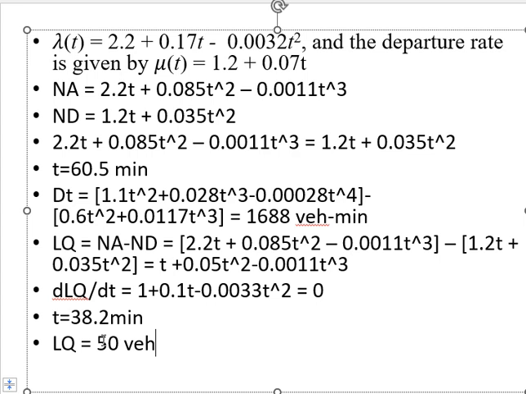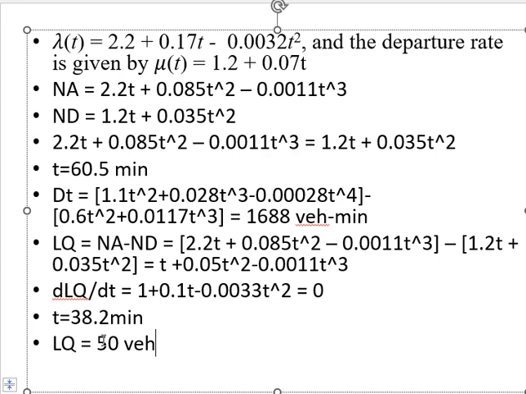We want this length to become maximum. When this length becomes maximum, that means the slope, or I don't know what to call it, the derivative will become zero. You took the derivative of the length equation, put it equal to zero, that happens at time 38.2. So you put in the length equation this time, this will give you the maximum Q. So the Q is maximum at 38.2 and will clear in 60.5 minutes.